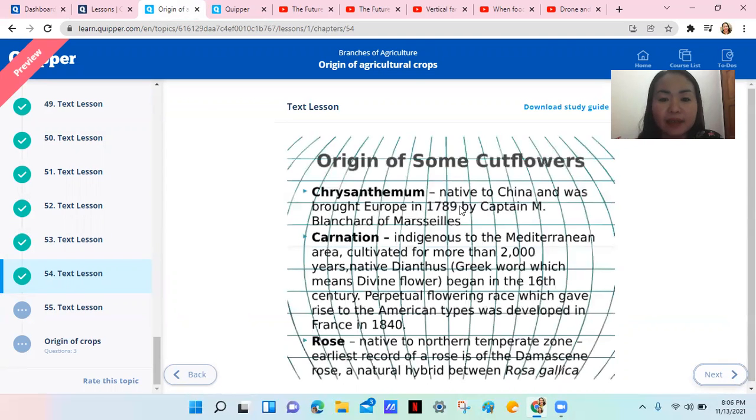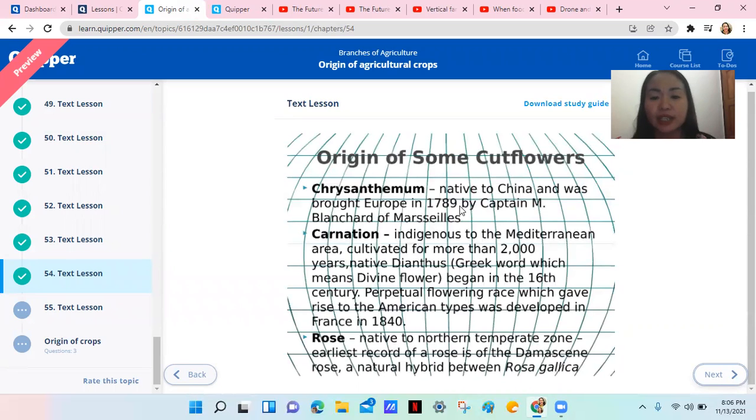So we also have chrysanthemum. It is native to China and was brought to Europe in 1789 by Captain Blanchard of Marseilles. So that's very surprising. And carnation is indigenous to the Mediterranean area, which was cultivated more than 2,000 years ago. Named Dianthus, the Greek word meaning divine flower, which began in the 16th century. The perpetual flowering race, which gave rise to American types, was developed in France in 1840.